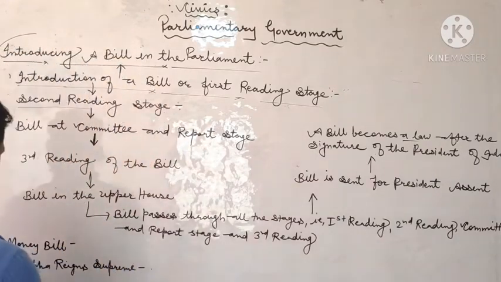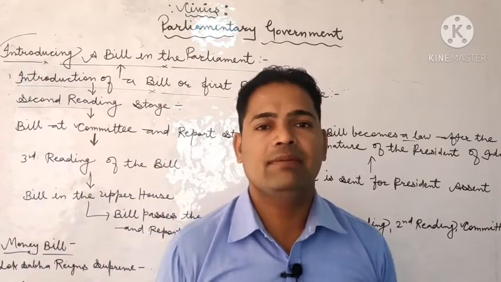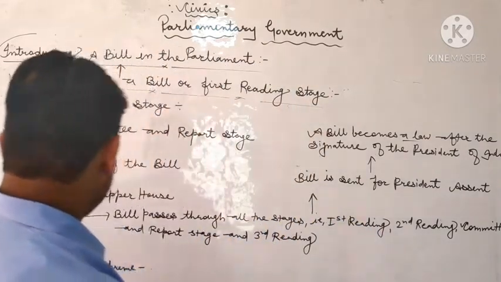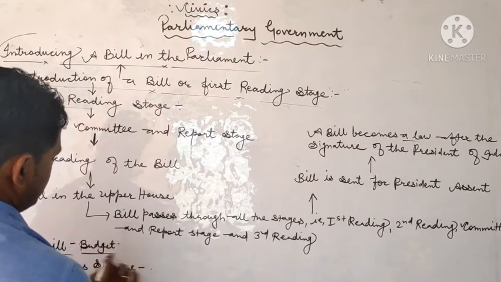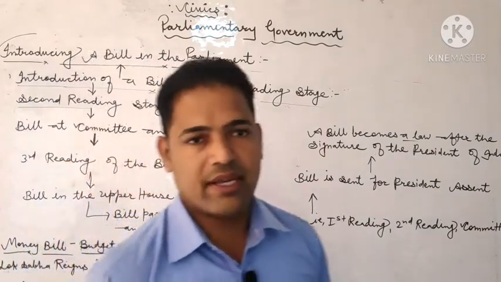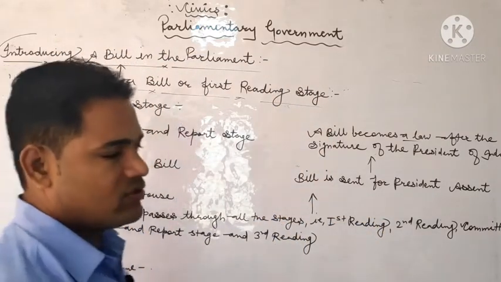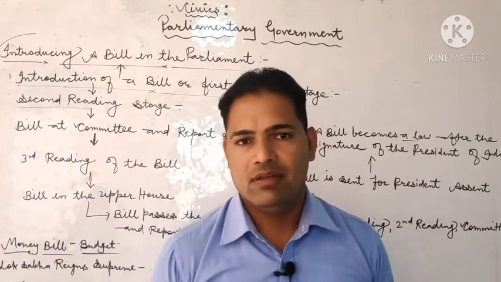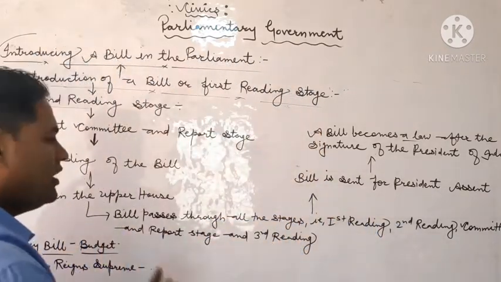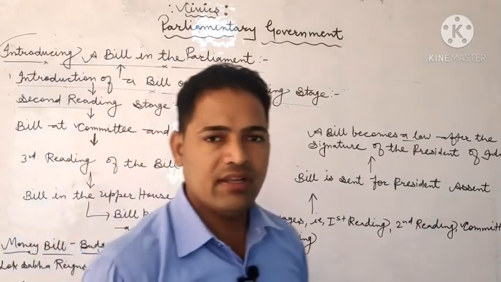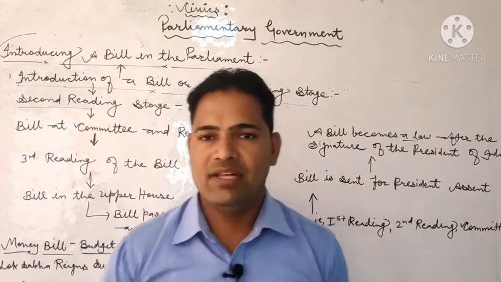Next, my dear student, the money bill. In the last lecture, in short, I explained about the money bill also. The money bill means simply we can call it the budget also. Money bills, budget. About the money bill, the finance minister of a country presents the bill in the house. But the very important thing you should know, my dear student, is that an ordinary bill, a simple and ordinary bill, can be passed in both the houses, in Rajya Sabha as well as in Lok Sabha.